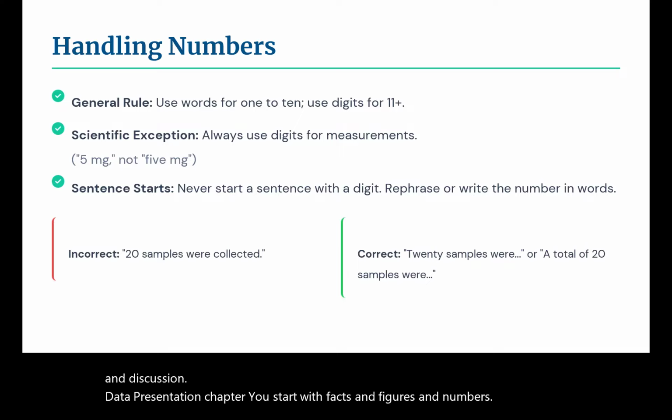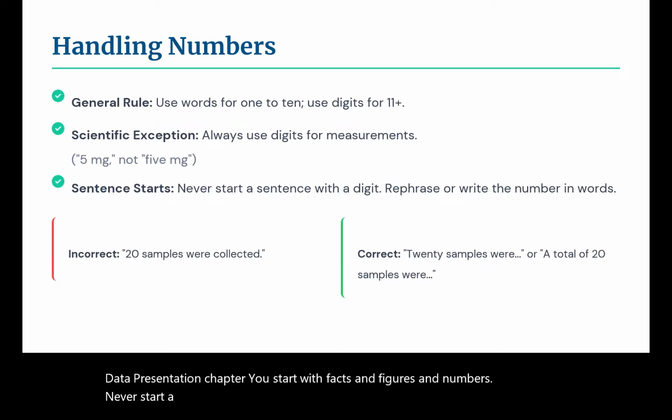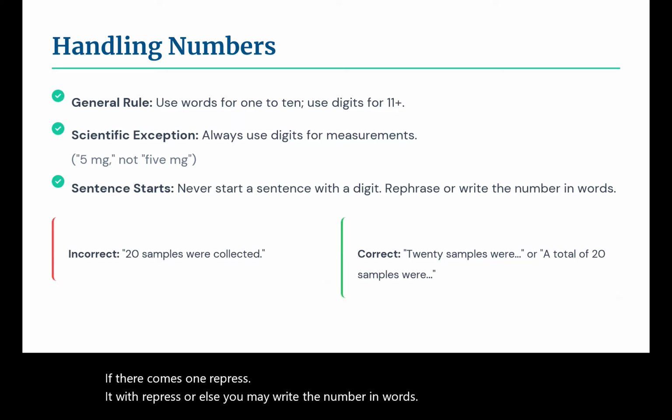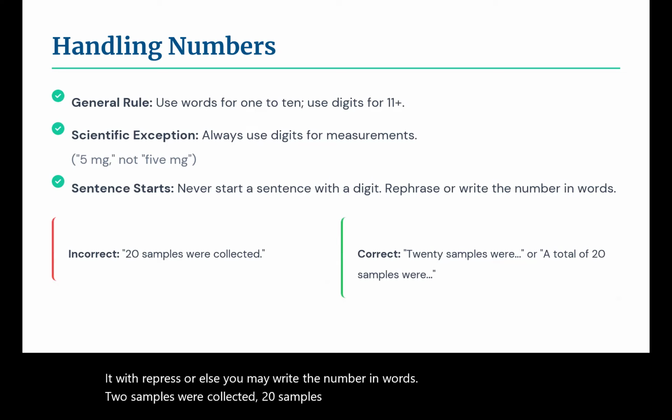Never start a sentence with a number, right? If there comes one, replace it, or else you may write the number in words. Two samples were collected, 20 samples were collected. Now here, since it starts the sentence, you go in words: twenty samples were, right? Or else you phrase it differently.